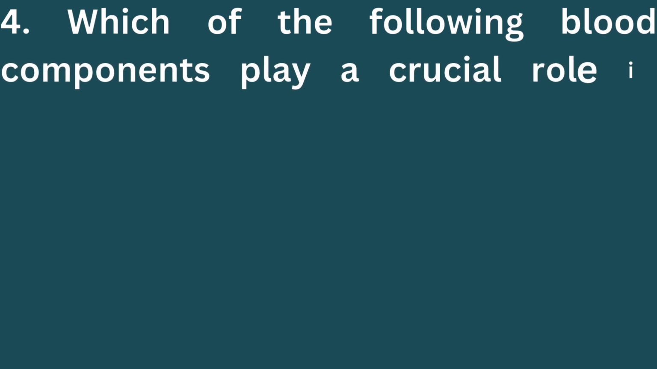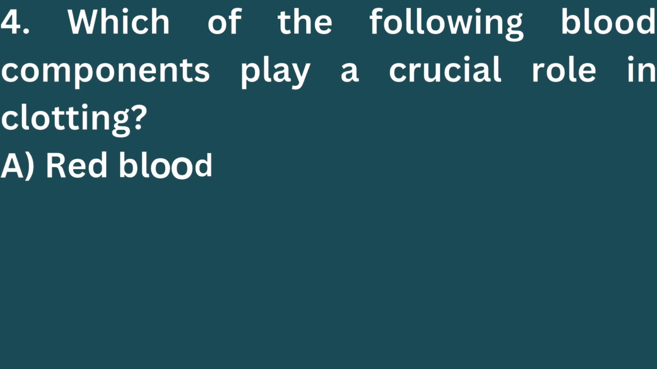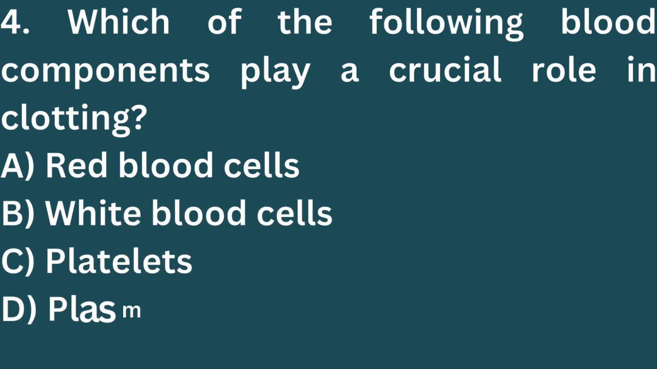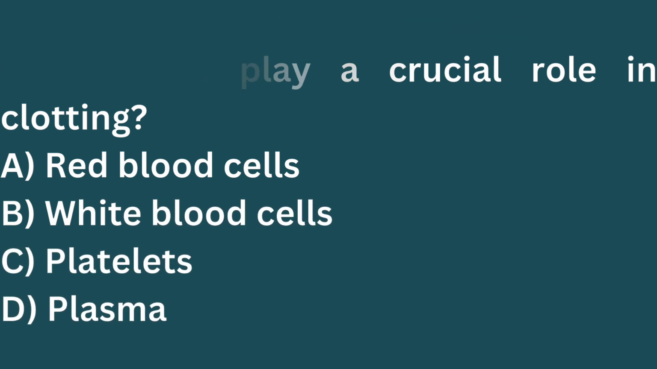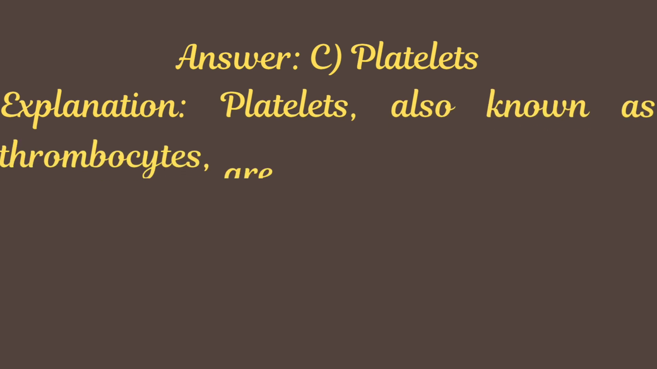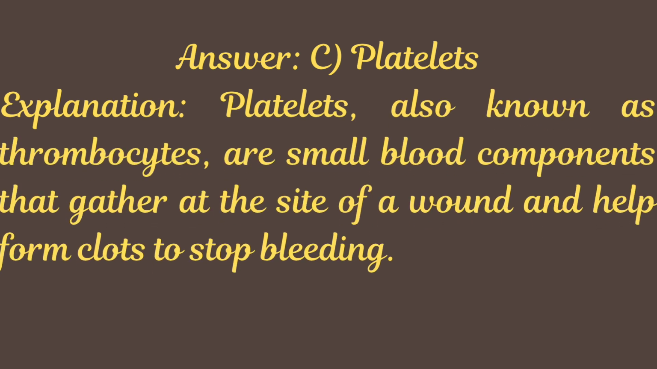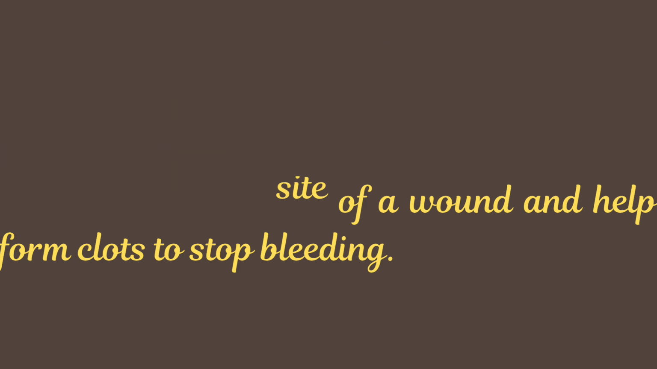4. Which of the following blood components play a crucial role in clotting? A. Red blood cells. B. White blood cells. C. Platelets. D. Plasma. Answer: C. Platelets. Explanation: platelets, also known as thrombocytes, are small blood components that gather at the site of a wound and help form clots to stop bleeding.